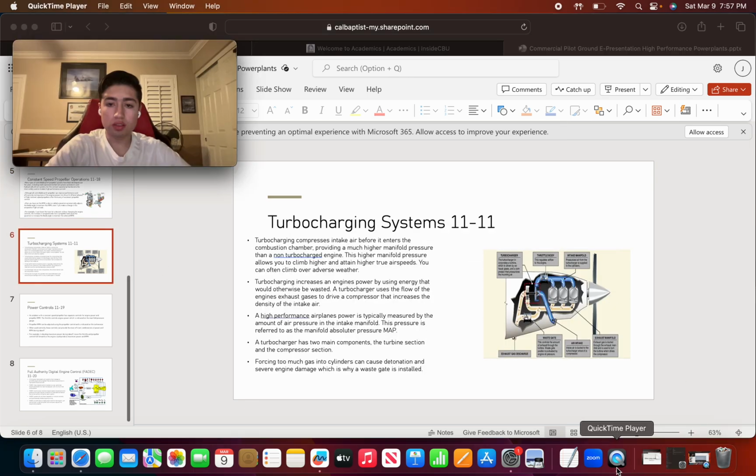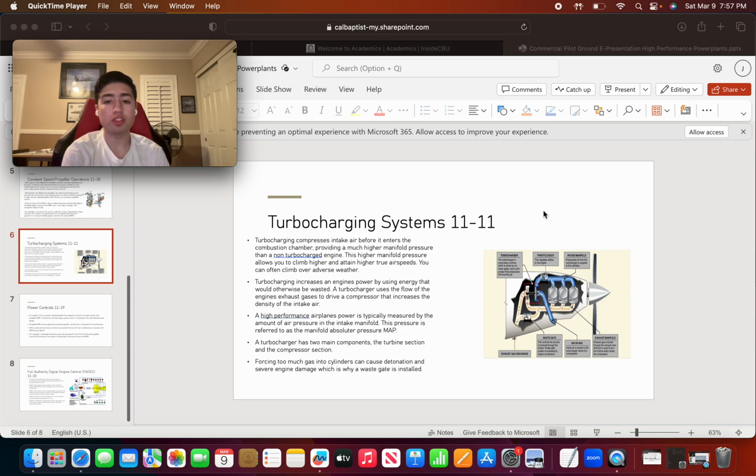Next, turbocharging systems, and this is in 11-11 of the Jeppesen textbook. Turbocharging compresses intake air before it enters the combustion chamber, providing a much higher manifold pressure than a non-turbocharged engine. This higher manifold pressure allows you to climb higher and attain higher true airspeeds. You can climb over adverse weather.